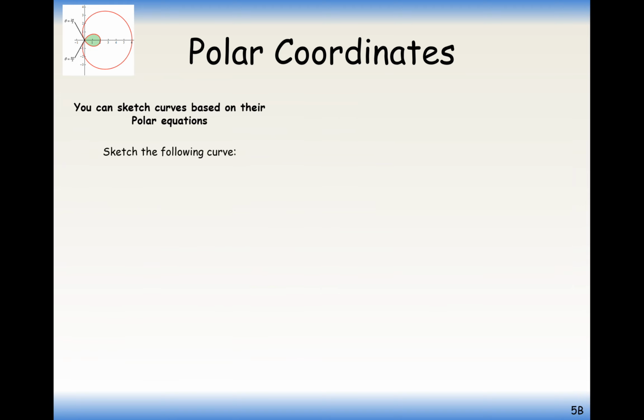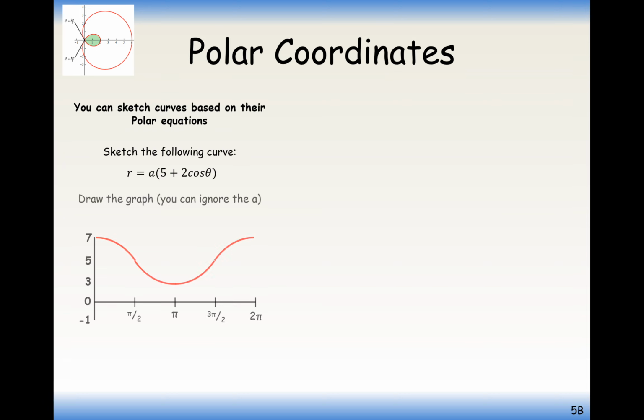Let's draw another graph then. So sketch the graph this time of 5 plus 2 cos theta. Again, you draw yourself the graph. The maximum radius here will be 7 and the minimum radius here will be 3, because cos goes between 1 and -1, magnify it by 2 and it will go from a maximum of 2 down to a minimum of 2 from the starting point of 5.